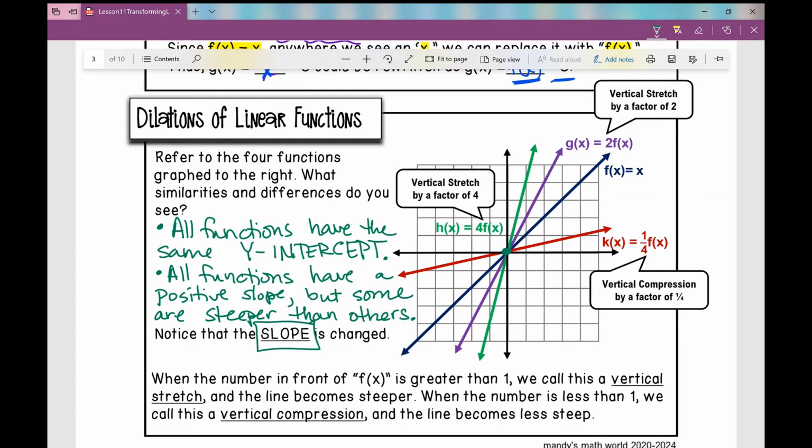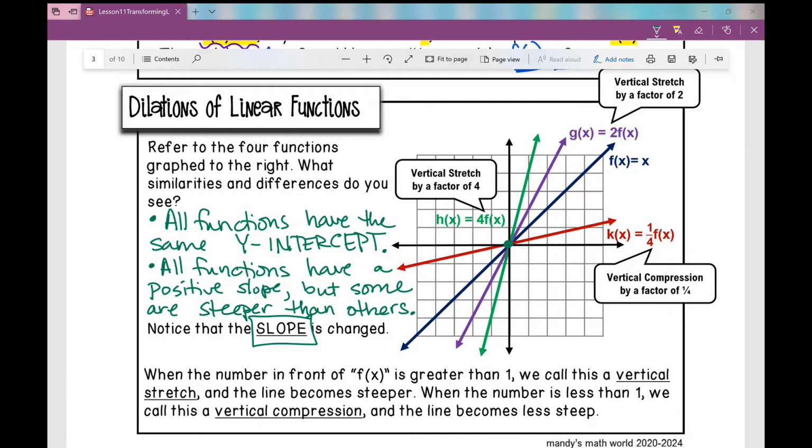When the number in front of f of x is greater than 1, we call this a vertical stretch, and the line becomes steeper. When the number is less than 1, we call this a vertical compression, and the line becomes less steep. So looking at this graph a little more closely, we can see that our parent function is f of x equals x. And then we have these 2 lines that are steeper than f of x equals x.